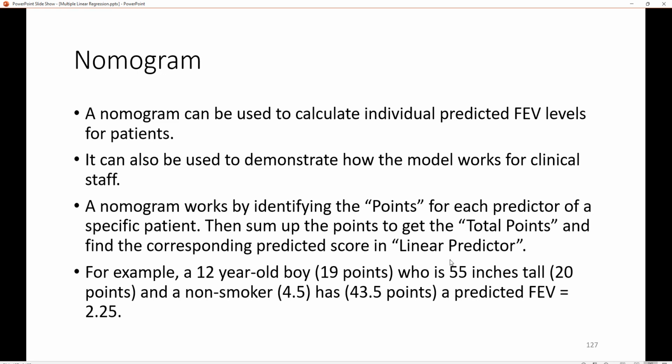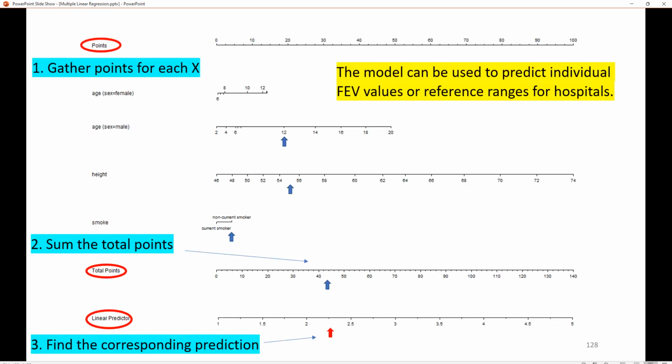So besides each characteristic, we have a set of points. For example, a 12-year-old boy would get 19 points for that. His height of 55 inches would give him 20 points, and being a non-smoker would give him 4.5 points, and that totals to 43.5 points. And we'll see how each of these predictor values lines up with a set of points that we total later, and that gives us a predicted value.